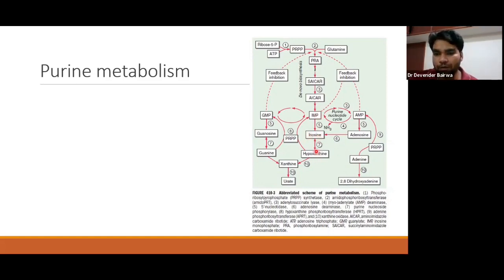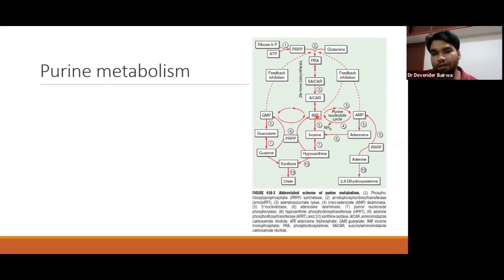Inosine forms hypoxanthine. Hypoxanthine is converted to xanthine and then urate. Both the hypoxanthine and xanthine reactions require xanthine oxidase. This enzyme is inhibited with the help of xanthine oxidase inhibitors like allopurinol or febuxostat. So these two drugs are utilized by inhibiting these two reactions.